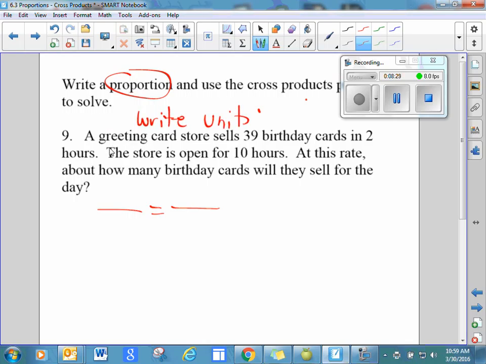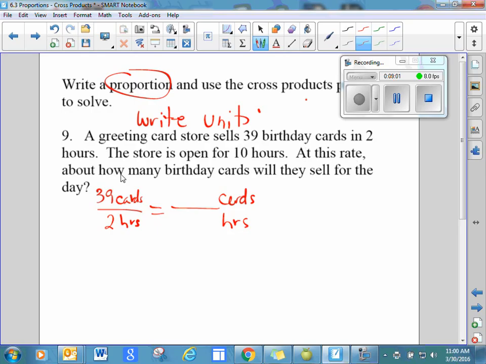So what do we know? We know that the rate for this greeting card store is 39 cards in 2 hours. That's a rate. 39 cards in 2 hours. I've written my units for numerator and denominator. Now, because I started with the cards in the numerator with this one, I am going to have to put the cards in the numerator on this side and the hours on the other. Let's go look and see what they tell us.